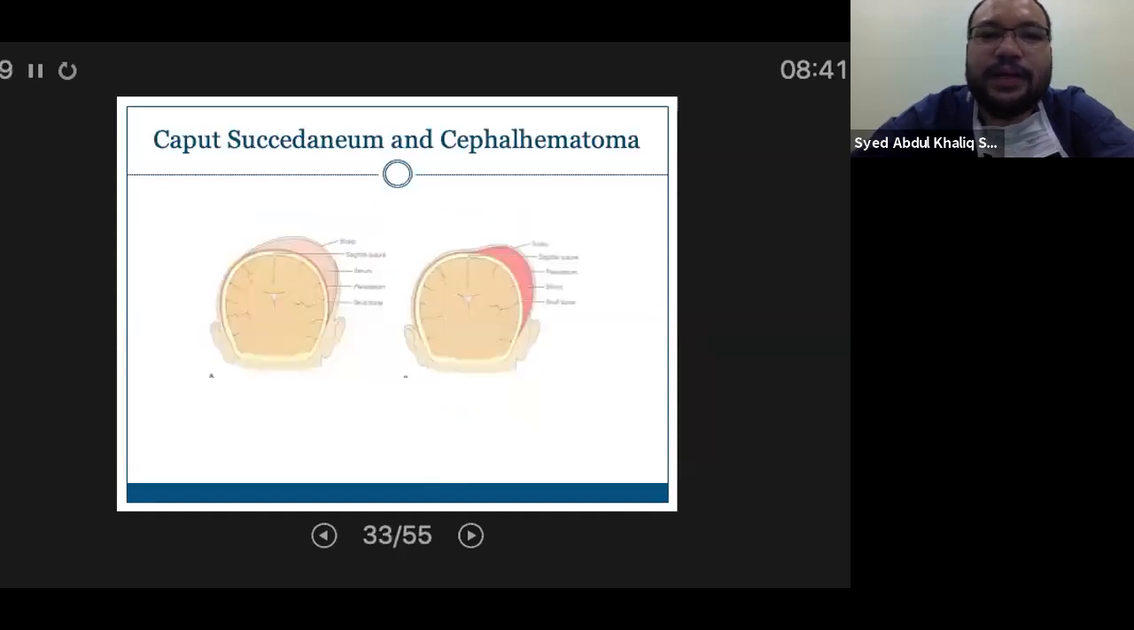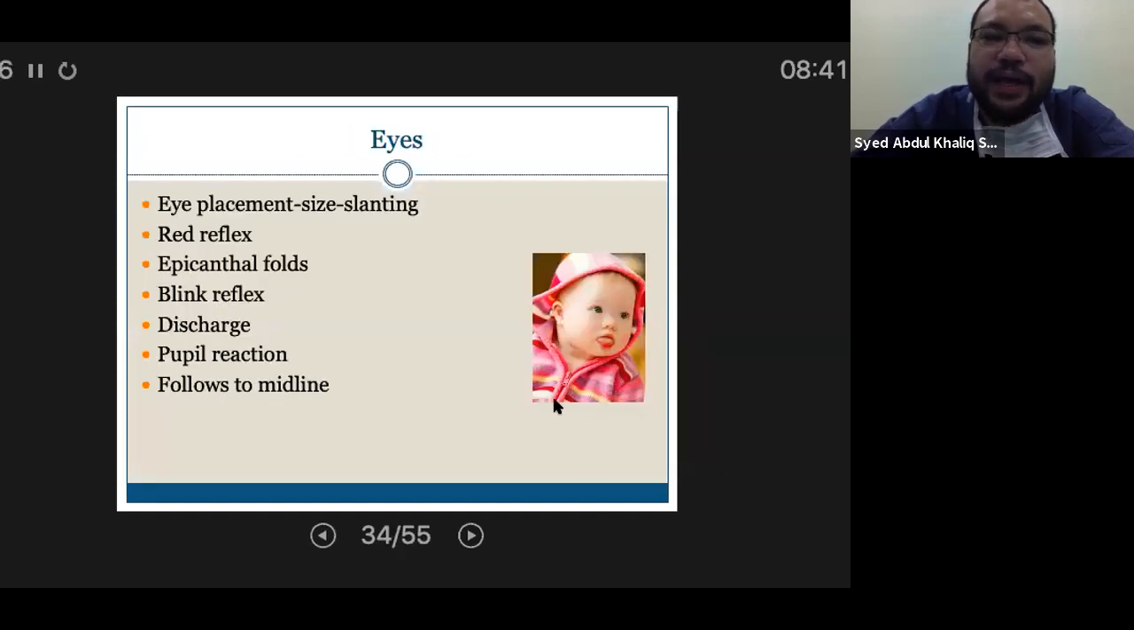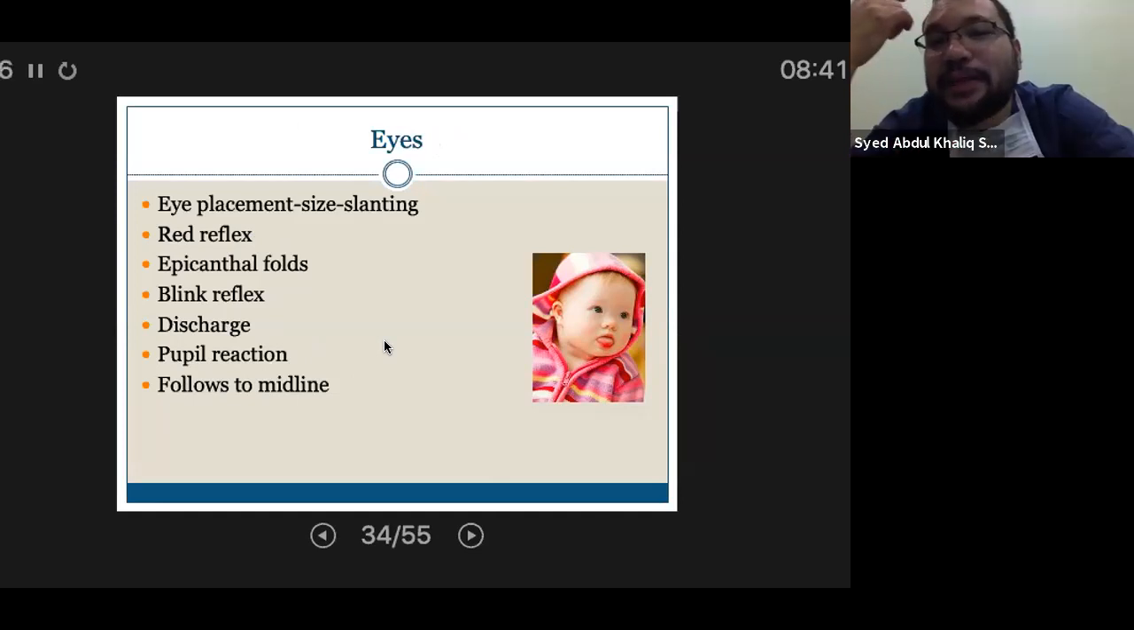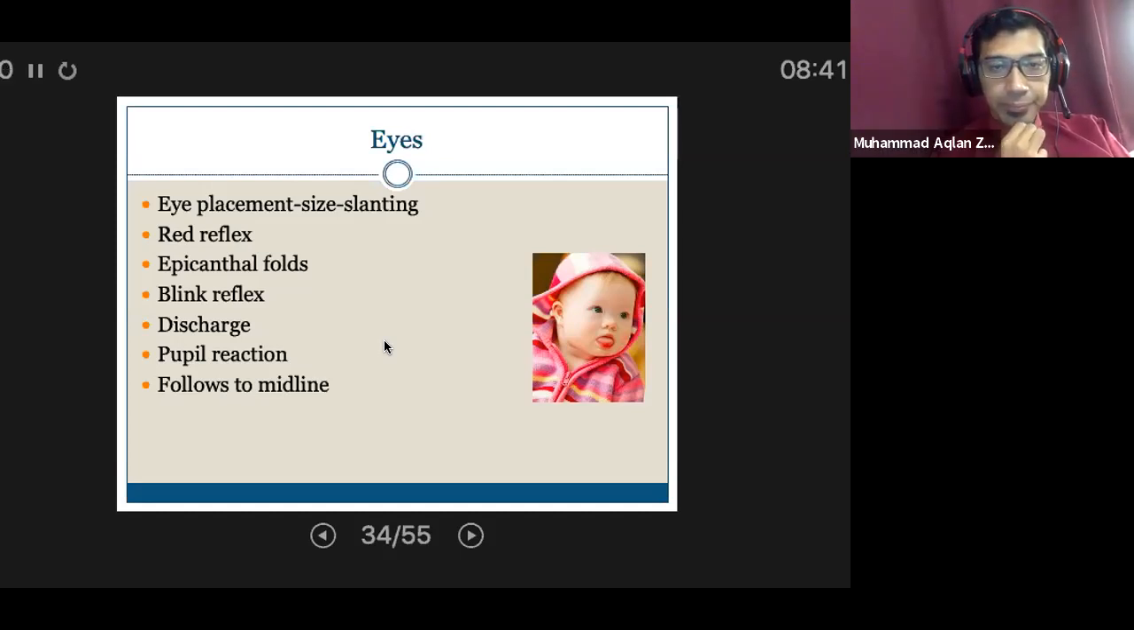And then the difference between caput succedaneum and cephalohematoma. And then you look at the eyes, you look at the placement of the eyes, is there slanting of the eyes, whether the red reflex is present. If the red reflex is absent, what does it mean? What does it mean? Glaucoma, retinoblastoma. So it means there is leukocoria, cataract, for example.